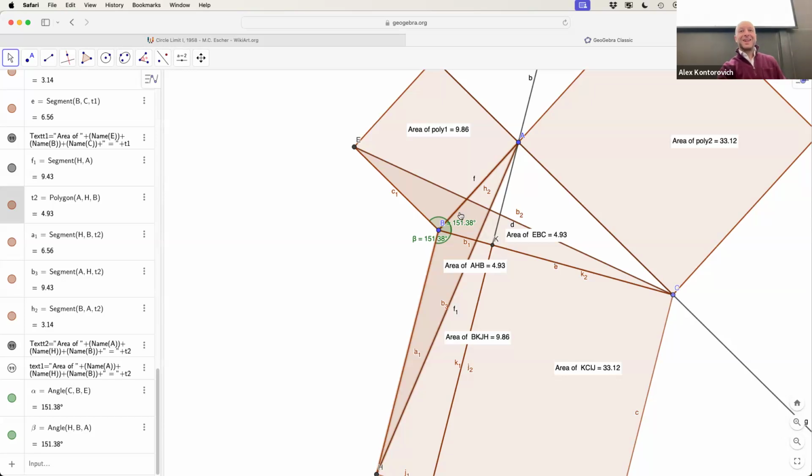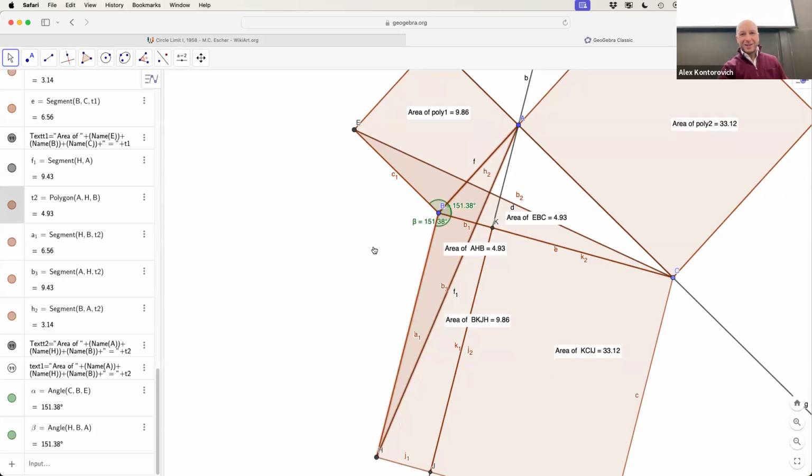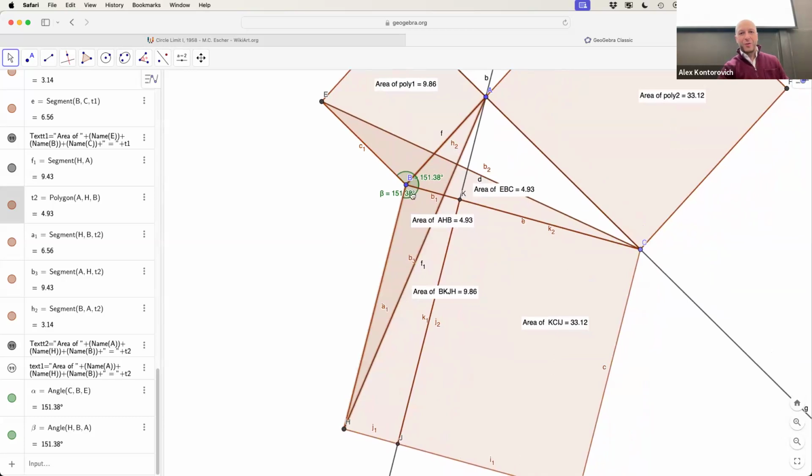Jillian. Share like the same like middle angle. Yes. Exactly. It's a right angle plus this, and this one is a right angle plus that. So the triangles are the same. And lastly, how about the area? Why is the area of ABH 4.93, whereas BKJH has double that area?